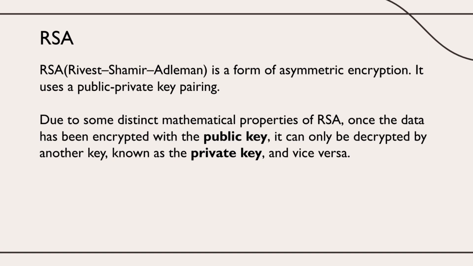RSA, commonly known as Rivest-Shamir-Adleman, is a form of asymmetric encryption, which uses 2 keys for encryption, namely a public and private key pair. Once the data is encrypted with the public key, it can only be decrypted by the private key.